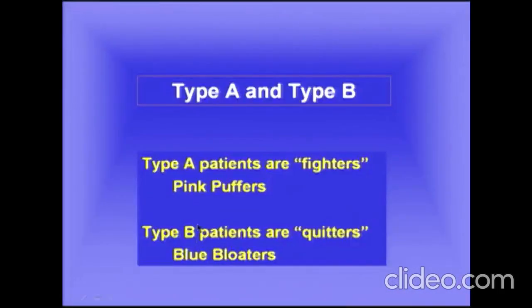And if you like, they've traded an increased PCO2 for a better life in not breathing so hard. And they're called the blue bloaters. They're blue because they're cyanosed and they're bloated and they have some water retention as well. And those are the classical descriptions of the type A and type B patients.